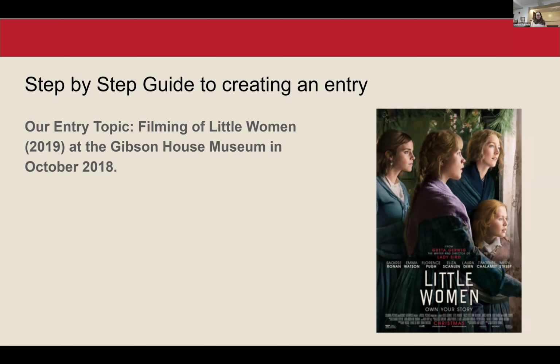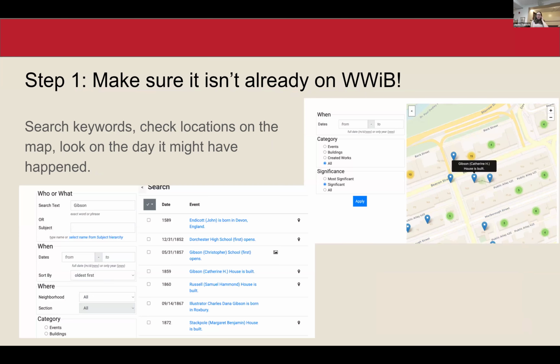So my example is the filming of Little Women at the Gibson House Museum in October 2018. If you have seen the movie, a lot of the scenes in the boarding house are filmed there. So first thing you do is you go onto the website and make sure someone else hasn't already done it.